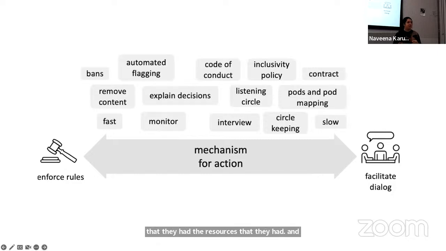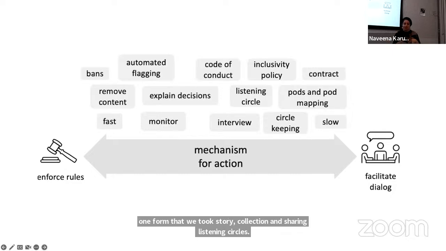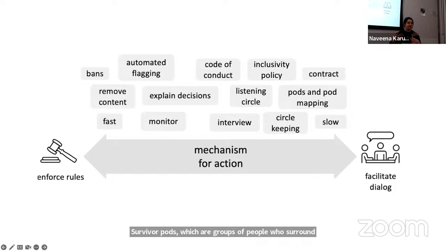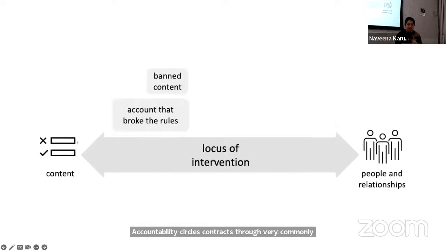The mechanisms they used were also different for different practitioners. So it wasn't that there was one specific set of practices that everyone used, but there were some common forms. Pre-conferencing was one form that they took, story collection and sharing, listening circles, survivor pods, which are groups of people who surround the survivor and try to support them and be their interface with the rest of the community or with the person who caused harm. Accountability circles, contracts were very commonly used in circles and conferences.